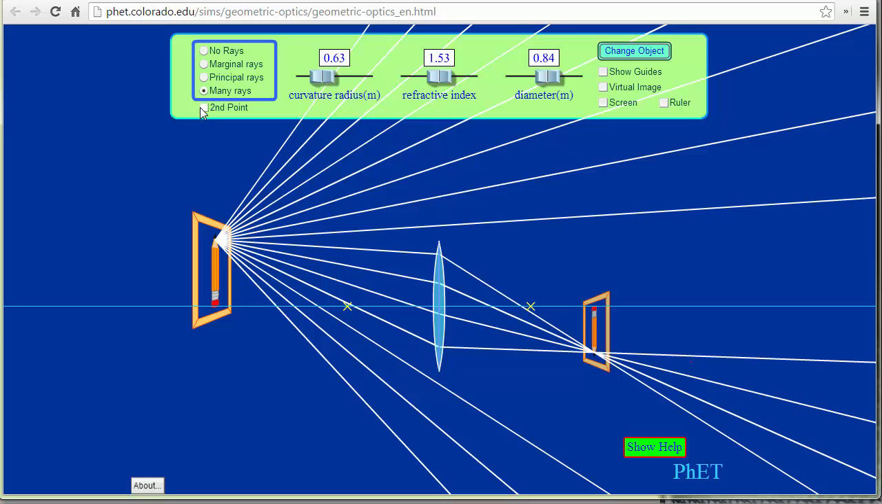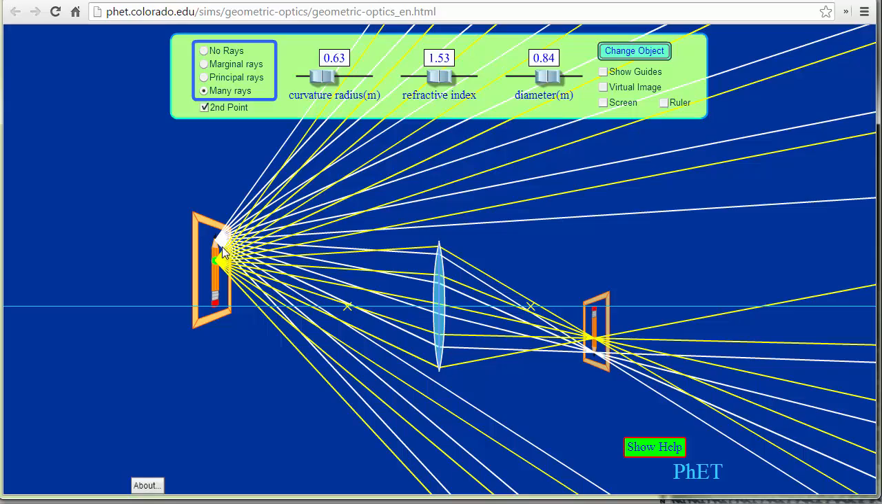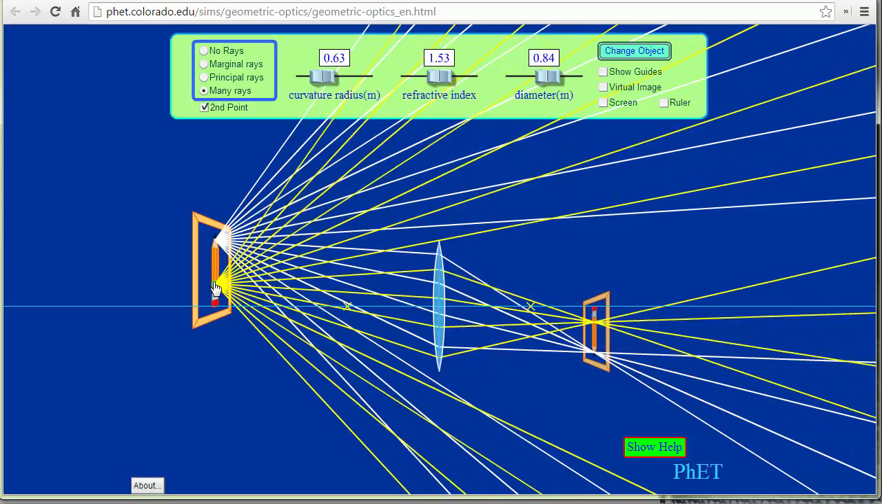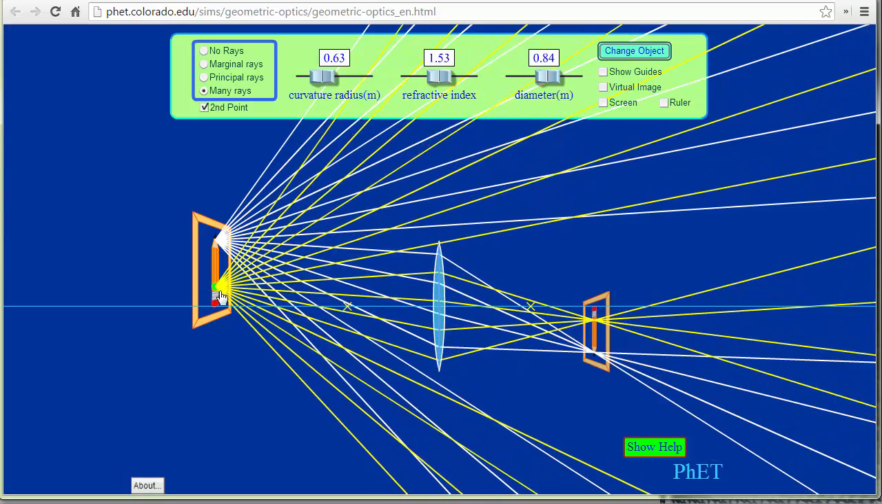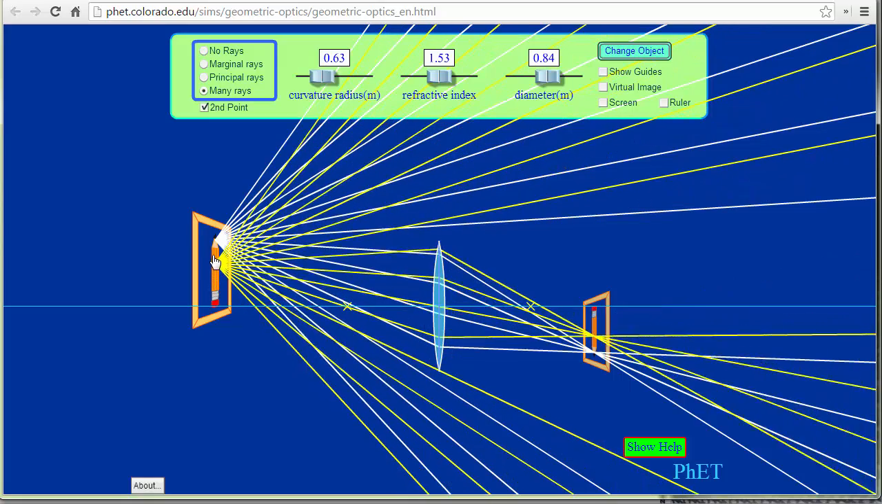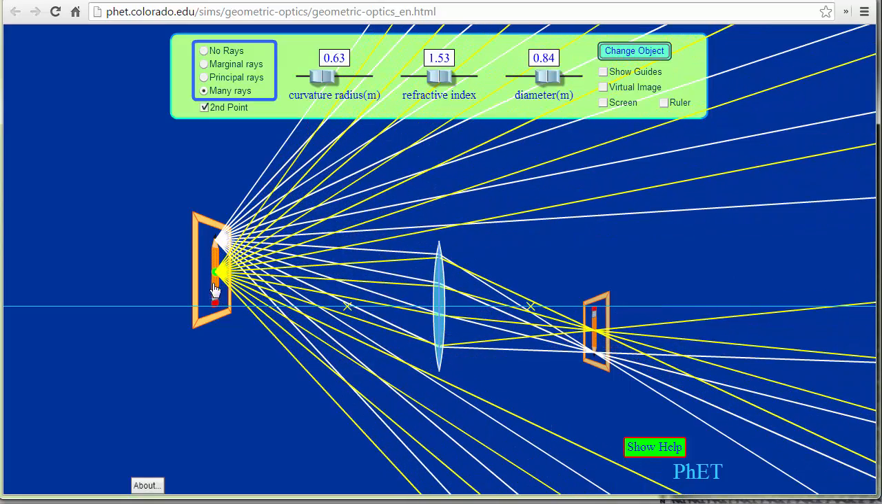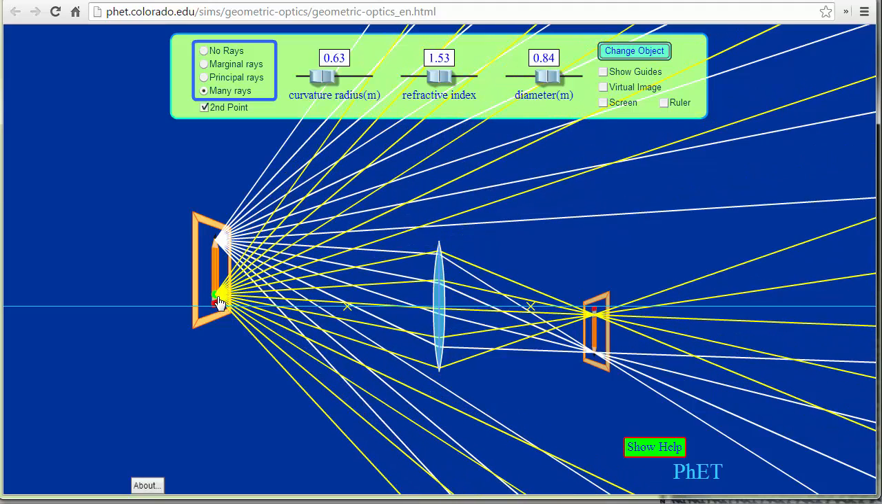And the other thing I want to point out is there's not a bunch of rays coming only from that single point. There's a bunch of rays coming from every single point on our object. So all these rays here, they all go through the lens and they get focused at the corresponding location on the image. So this is a closer representation of reality.